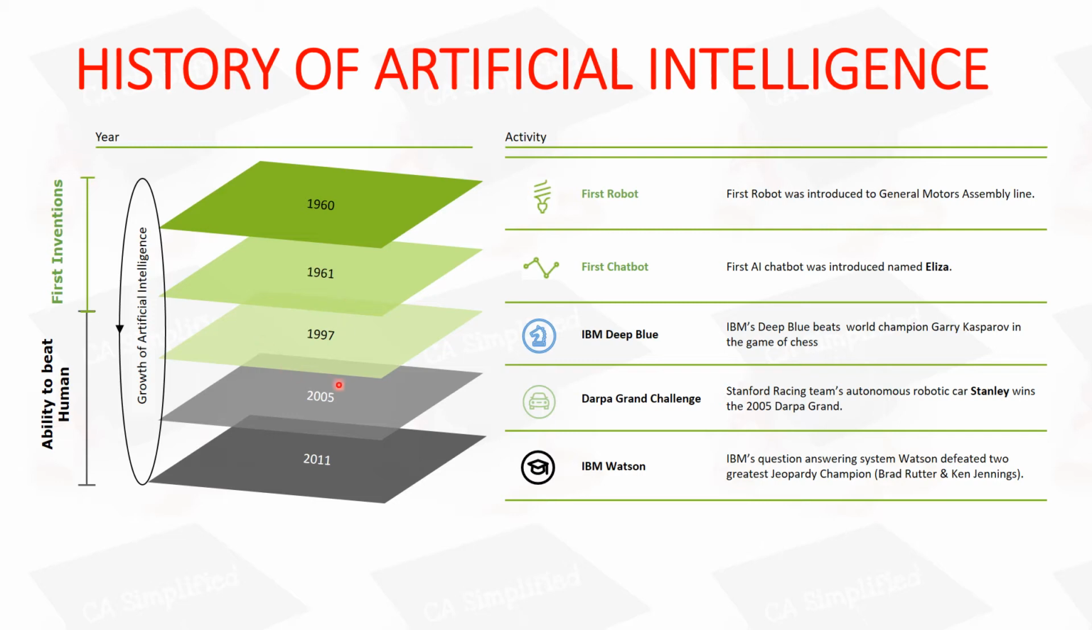Till now, artificial intelligence was in its cradle phase, but 1997 saw growth in artificial intelligence, where it was able to beat humans. In 1997, IBM's Deep Blue was able to beat Garry Kasparov, who was the chess champion. And in 2005, the same history was repeated in the DARPA Grand Challenge, where the autonomous robotic car named Stanley won and beat all others. Again in 2011, IBM Watson, a question answering system, was able to defeat the greatest Jeopardy champions Brad Rutter and Ken Jennings.